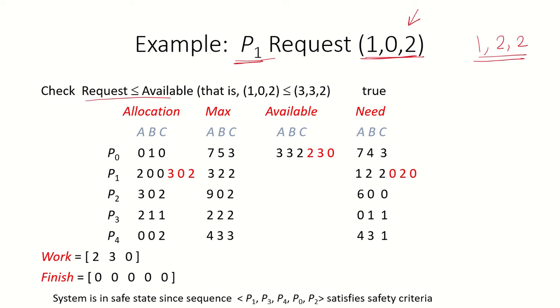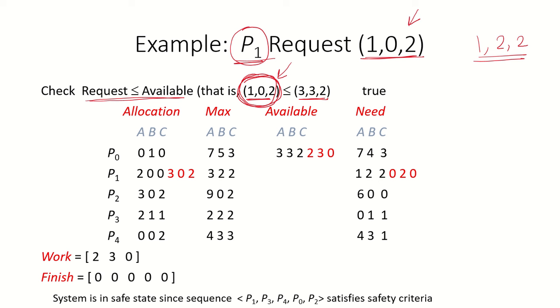Now we will check whether the request is less than available or not. So 102 is less than 332. That means these resources can be given to P1, but we have to check. Now this is the main underlying criterion of deadlock avoidance. We have to check whether this allocation is going to leave the system in a safe state or not.